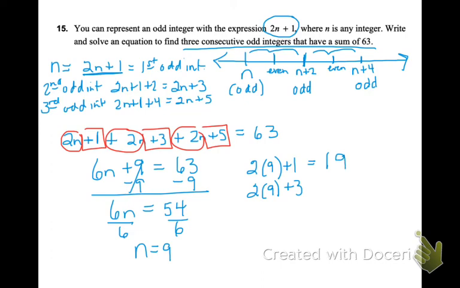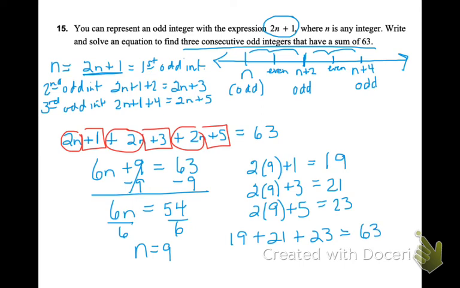All right, 18 plus 1 is 19. 18 plus 3 is 21. And 18 plus 5 is equal to 23. The real test will be, does 19 plus 21 plus 23 equal 63? Yes, it does. So we know that we've done it right.